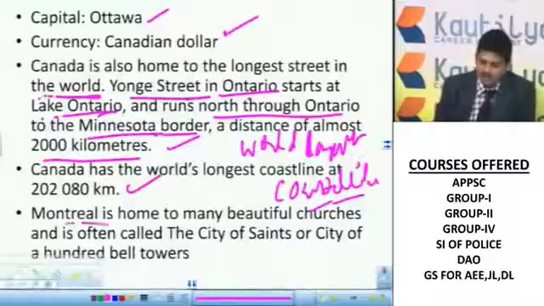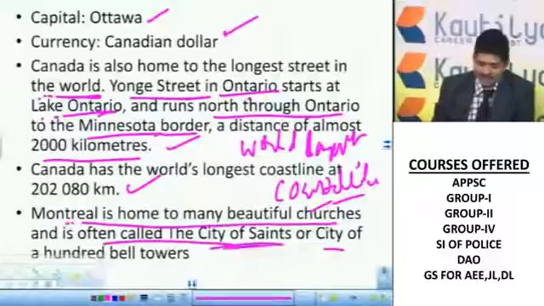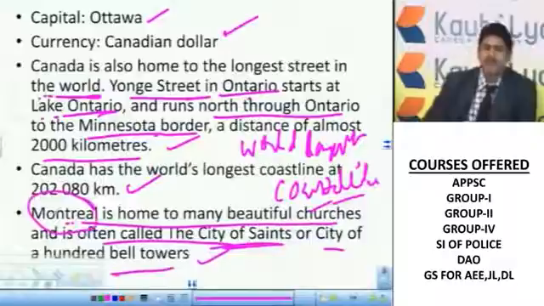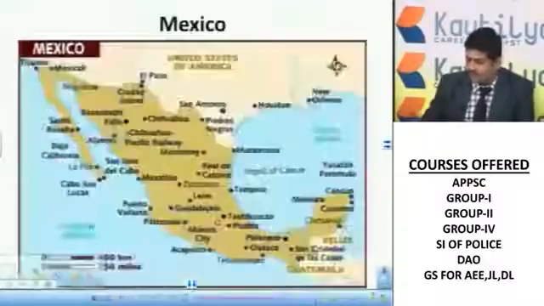Montreal is home to many beautiful churches and is often called the city of saints or the city of 100 bell towers. Already one important international agreement as far as the environment is concerned happened in Montreal. We call that the Montreal Protocol. So this Montreal is in Canada.